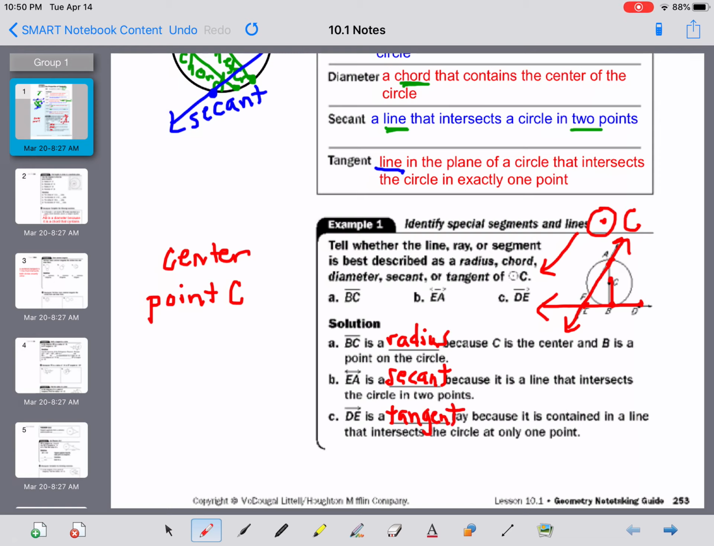I could also call it line DE and it would still be tangent line or a tangent ray. Could be a segment if I just called it segment DE. So what's above it, and I do want to stress this, if you do any diameter, chord, or radius, make sure you always make them a segment. Secants need to always be lines, and tangent can be a segment, a line, or a ray, whatever it needs to be. All right, moving on to page 2.